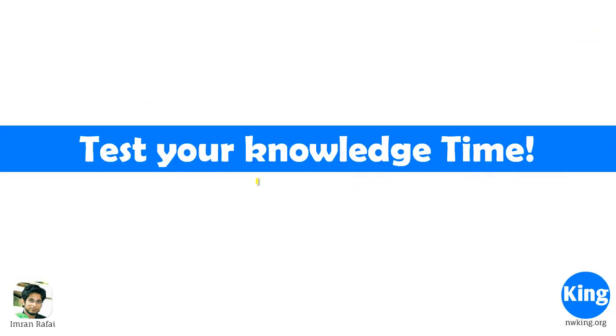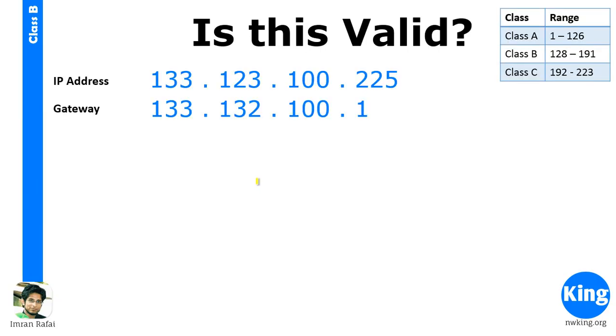Right, now it's time to test your knowledge. Look at this IP address and look at that gateway, and I want all of y'all to take 5 seconds, 10 seconds. You can pause this video and tell me if it is valid. Look at the gateway. Maybe the gateway is wrong, or maybe the IP address itself is wrong. Have a look and tell me if it is valid. So how do we do that? I'm hoping that you already paused and you have an answer in your mind, but let me explain how to do it.